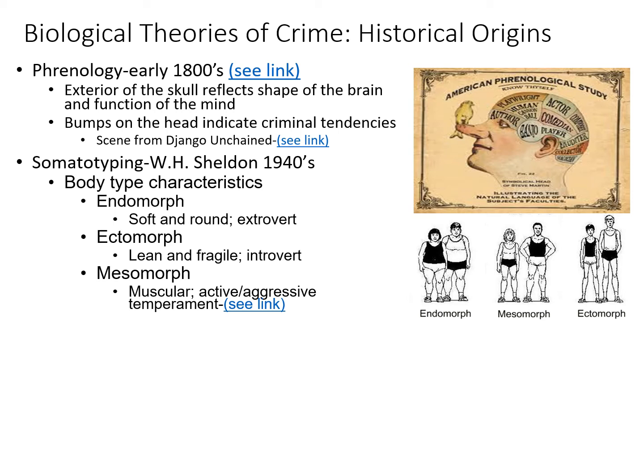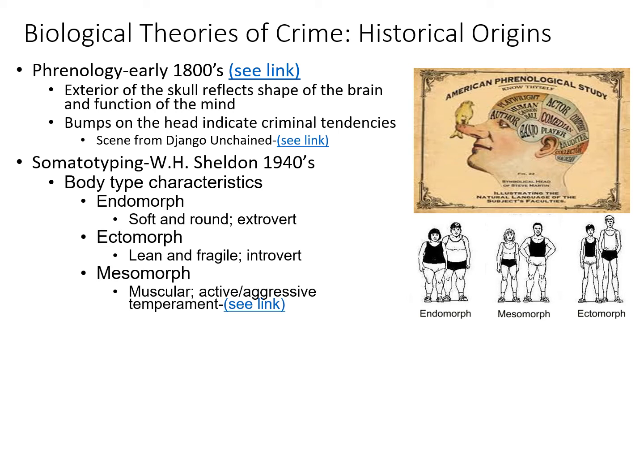Later in the mid-20th century, we have the popularity of somatotyping theory, championed by W.H. Sheldon. And while it is true that the human body varies, that there are, according to Sheldon and others, essentially three different body types. There is the endomorph, the ectomorph, and the mesomorph. Most of us fall somewhere in between these ideal or stereotypic types.